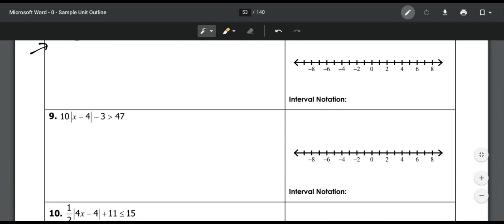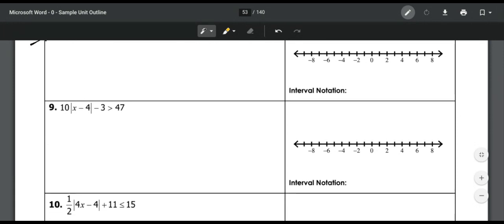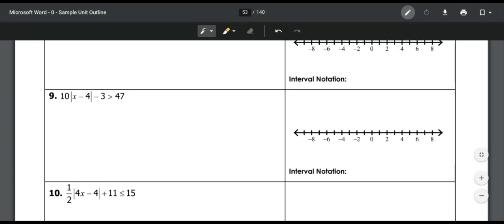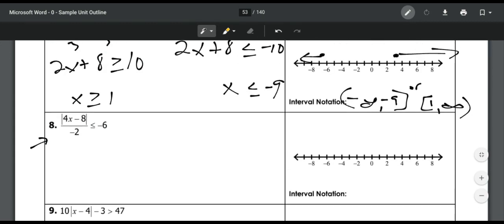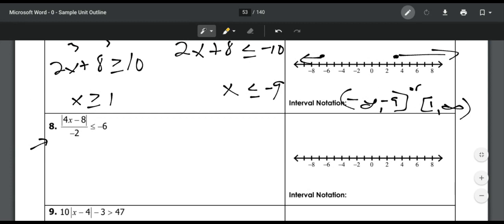And on number 9, you do the adding first. You add or subtract first, and then you multiply or divide. Remember, you're isolating the absolute value. So I'm going to have you pause it and see what you get while I write them in.